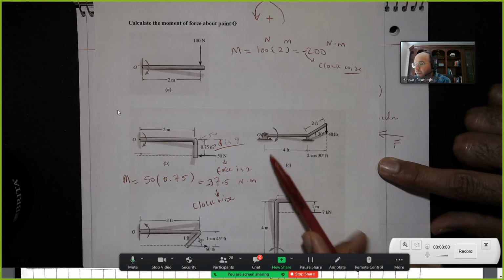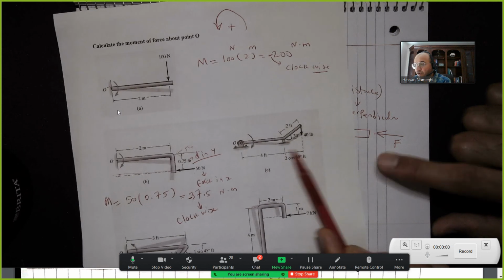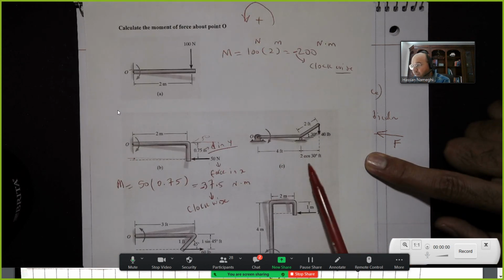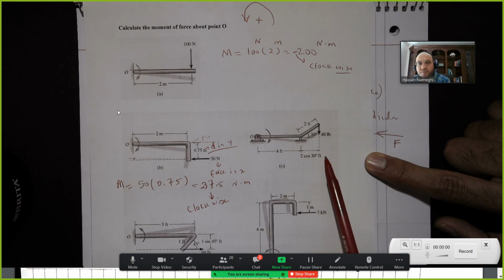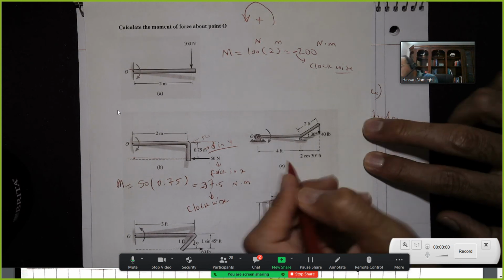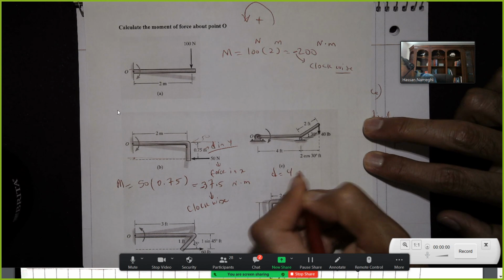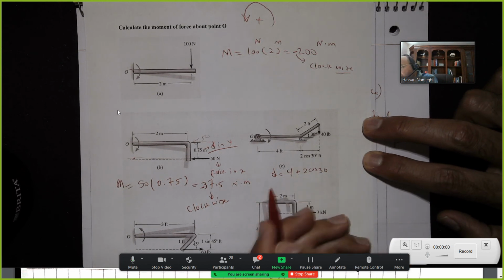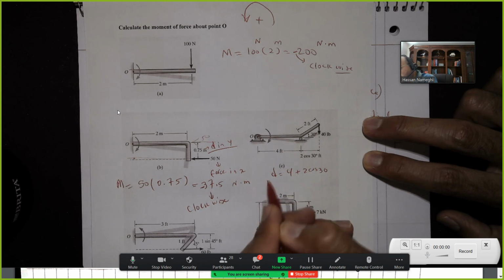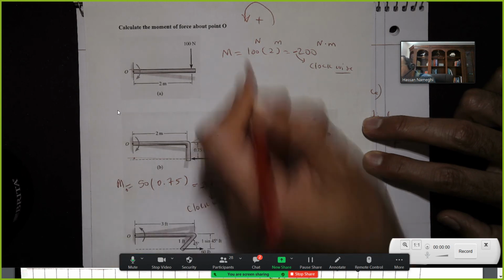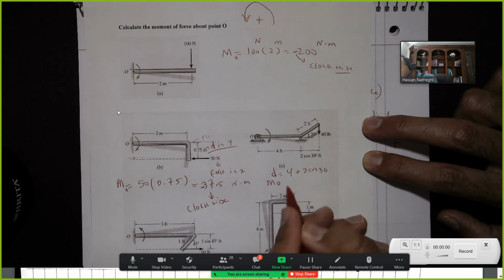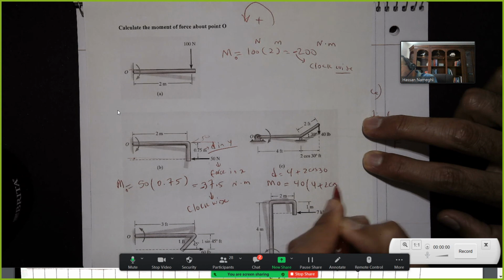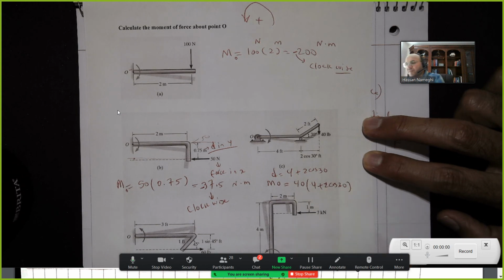So to find the perpendicular distance, this distance is 4, right? I have to add the 4 to 2 cosine 30. So the overall distance for this will be 4 plus 2 cosine 30. Your overall moment about point O, again I forgot to put the point O here because we do the rotation about the point, is equal to 40 times 4 plus 2 cosine 30.